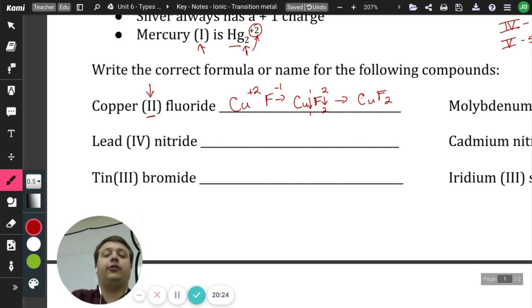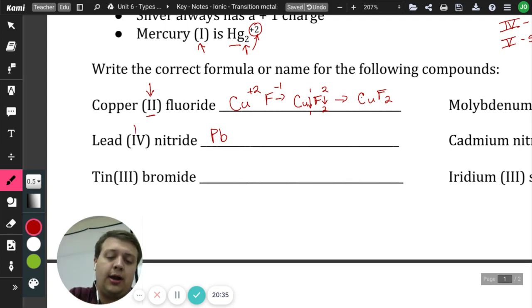Okay? All right, so let's take a look at this next one. I've got lead 4 nitride. So lead is Pb. I know that it's got a 4 charge. Why? Because, again, they told me that its charge is plus 4.